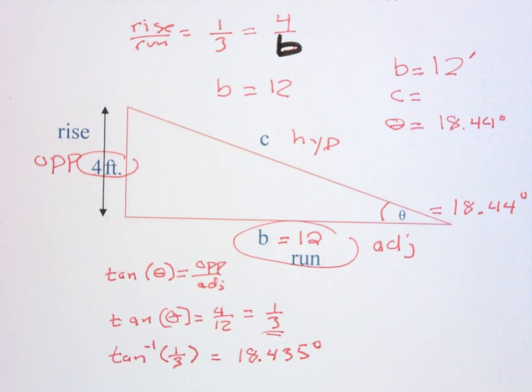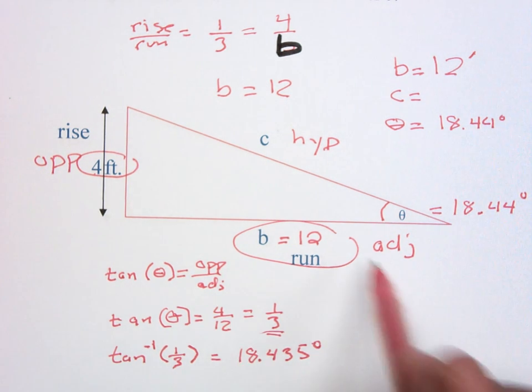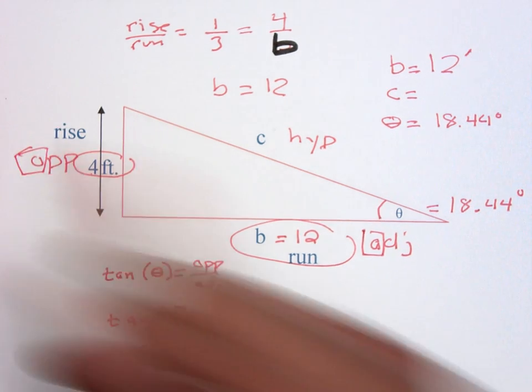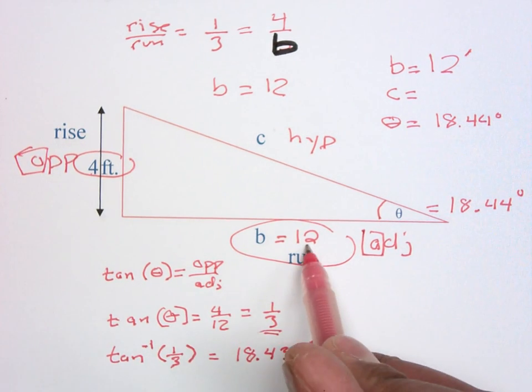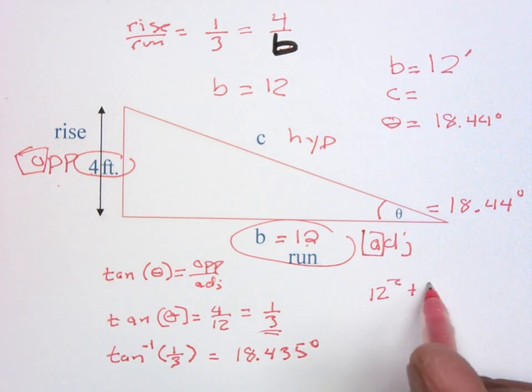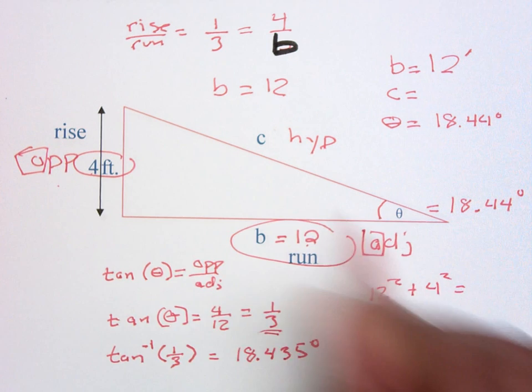There's a couple of ways that we could find C. We could use the Pythagorean theorem, and that would probably be most accurate. Does anybody remember what the Pythagorean theorem is? A squared plus B squared is C squared. And by the way, we don't have to use those three letters. Can we use A and O? So that'll be 12 squared plus 4 squared is equal to C squared.